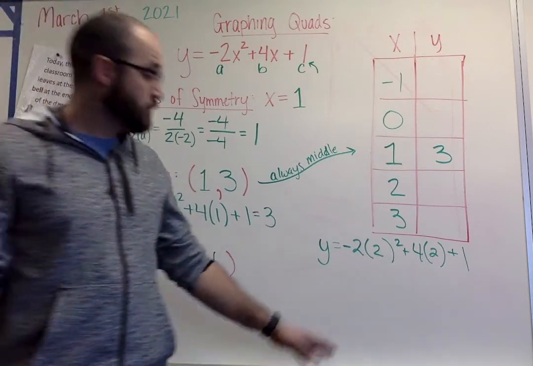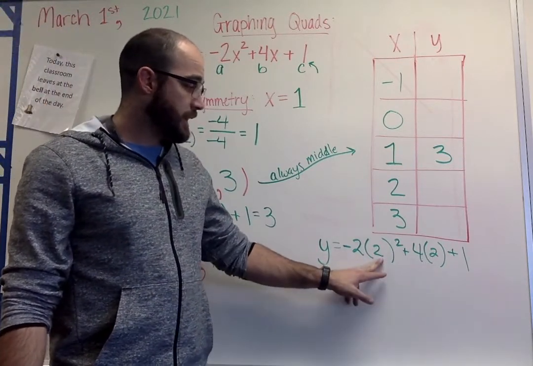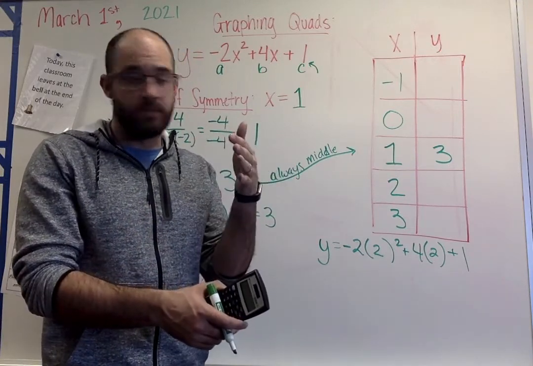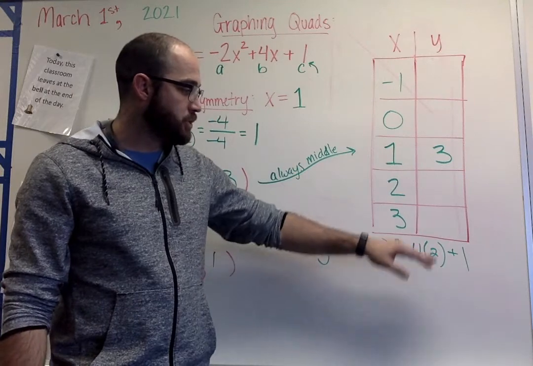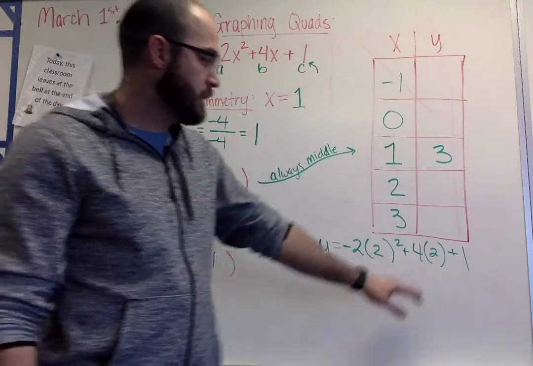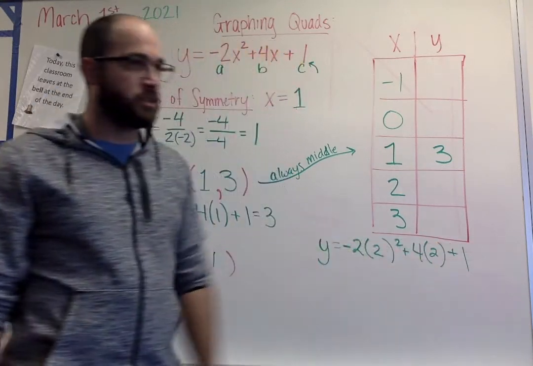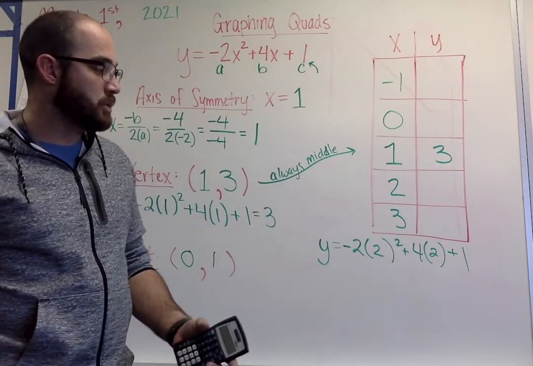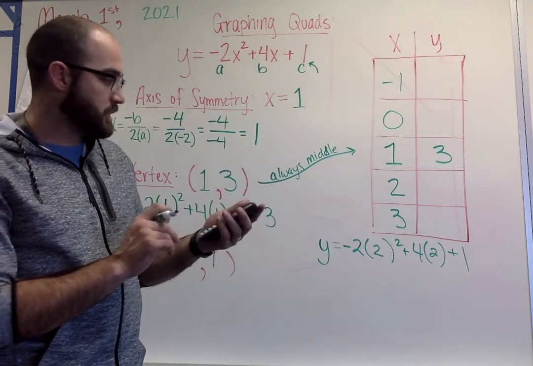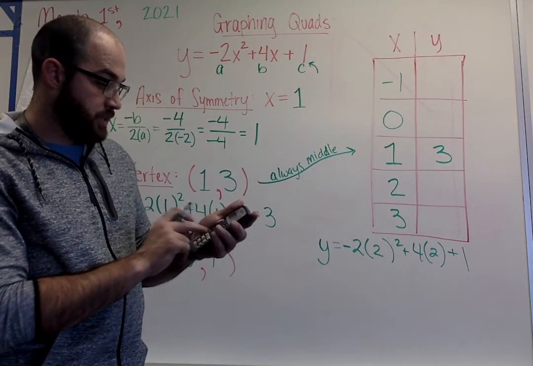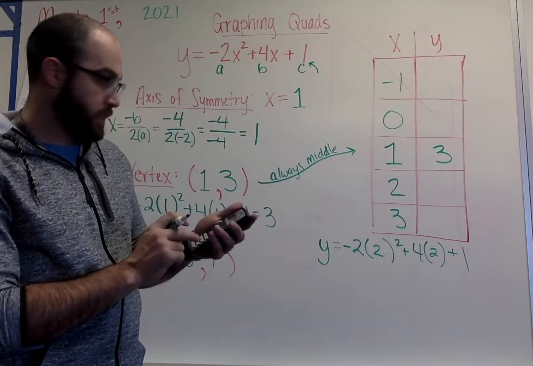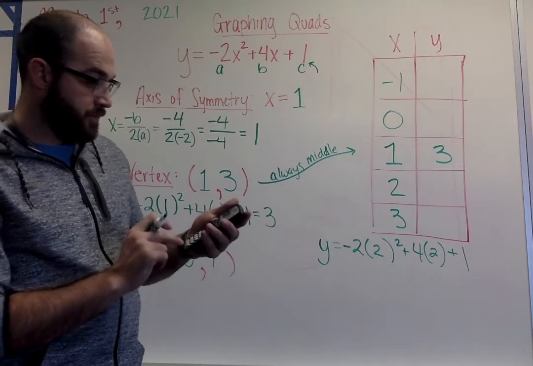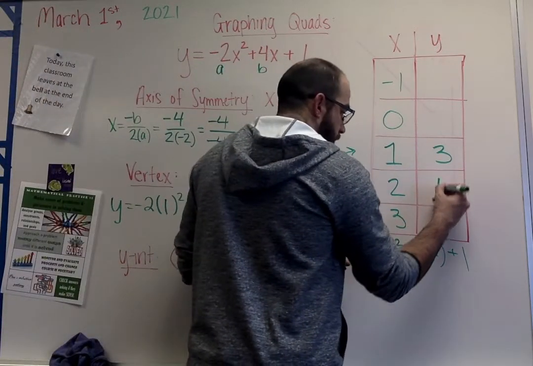Again, if you're doing this on your phone, I would do -2 times (2) squared. You might even want to do 2 squared first and then multiply -2 times it, plus 4 times 2 plus 1. Again, I would do them kind of separate. If you've got questions on that, make sure you're asking as you go through this unit. If you're using your calculator, you'll just type all of this in: -2(2) squared plus 4(2) plus 1. And our answer is 1.